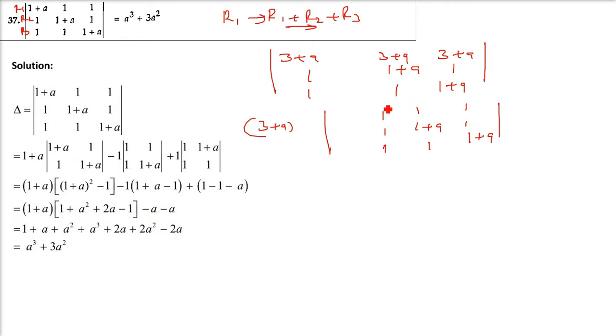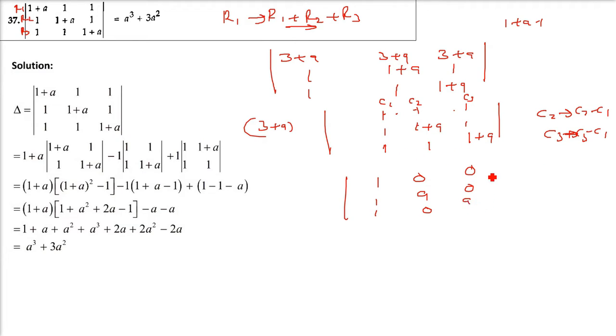I am not bounding it. So there may be multiple processes. Let us say that C1, C2, C3 are the columns. We will change column 2 to column 2 minus column 1 and column 3 to column 3 minus column 1. So column 2 minus column 1: 1 minus 1 is 0, 1 plus a minus 1 is a, and 1 minus 1 is again 0. Similarly, we change C3 to C3 minus C1: 1 minus 1 is 0, 1 minus 1 is 0, and 1 plus a minus 1 is a.